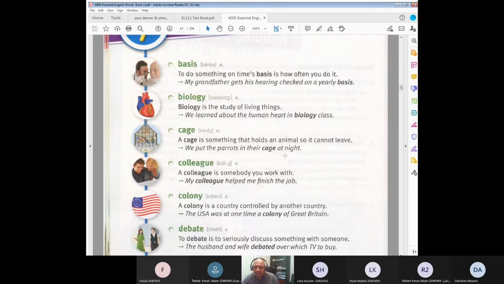Okay, so my grandfather gets his hearing checked on a yearly basis. So can we change it? On a yearly basis, what can we say? Remember? Annually. So every year, we can simply say every year or on a yearly basis. I go to the club on a weekly basis. It means I go to the club every week.